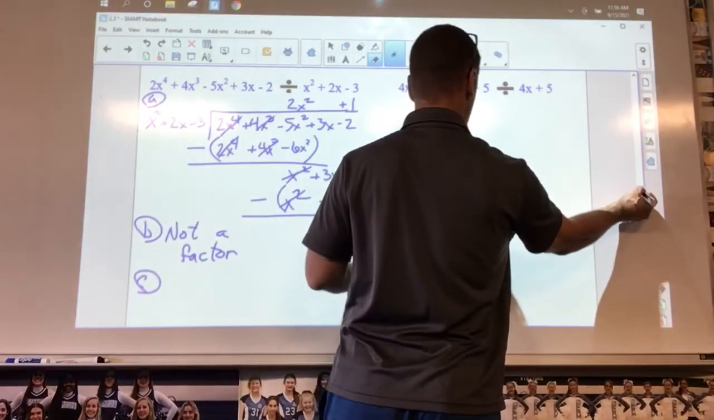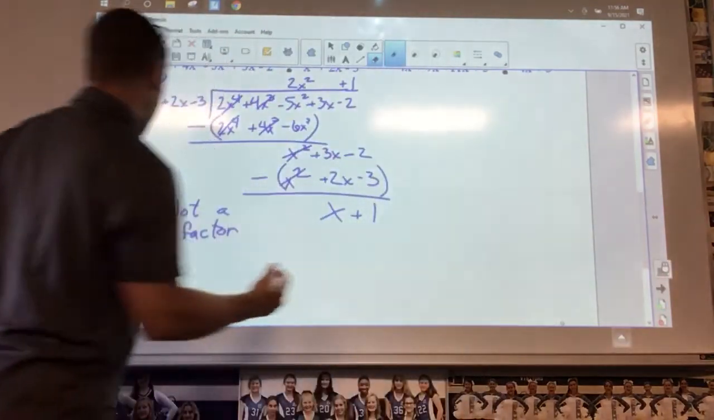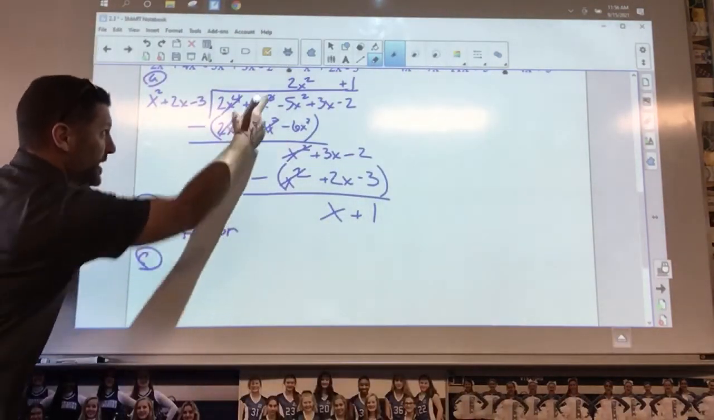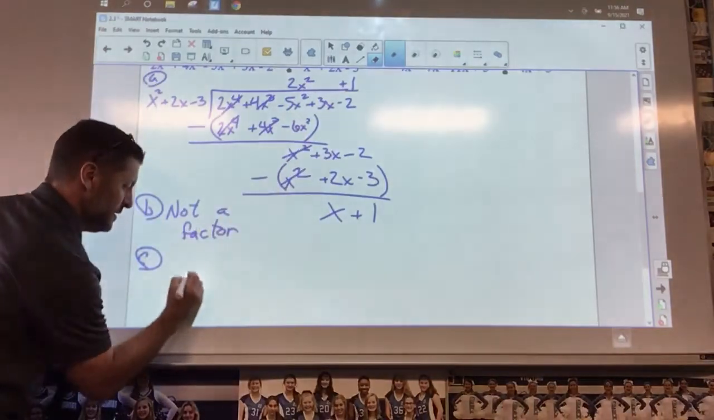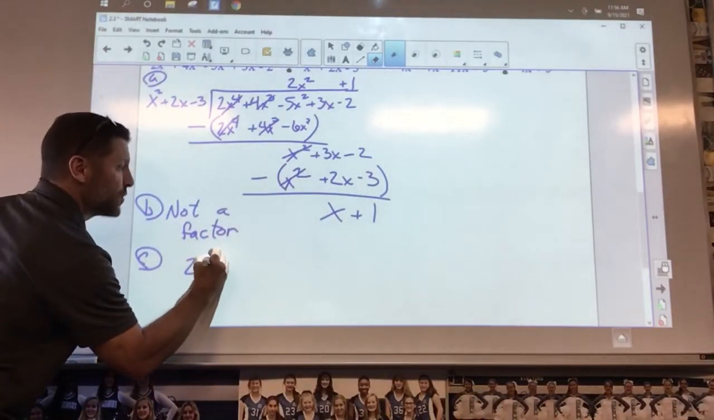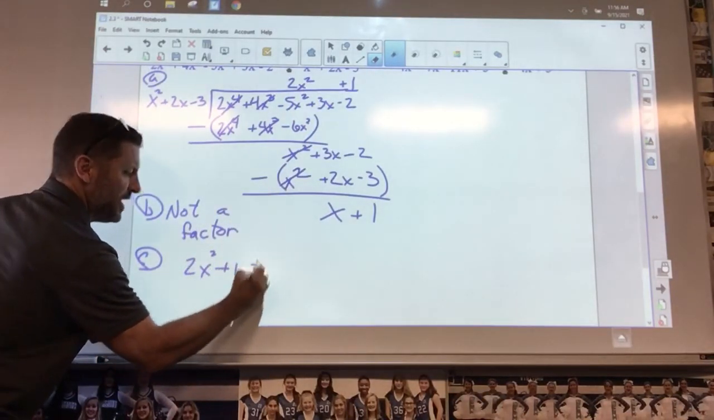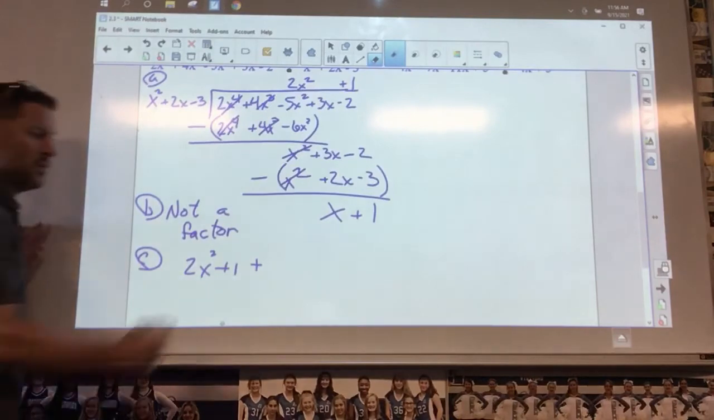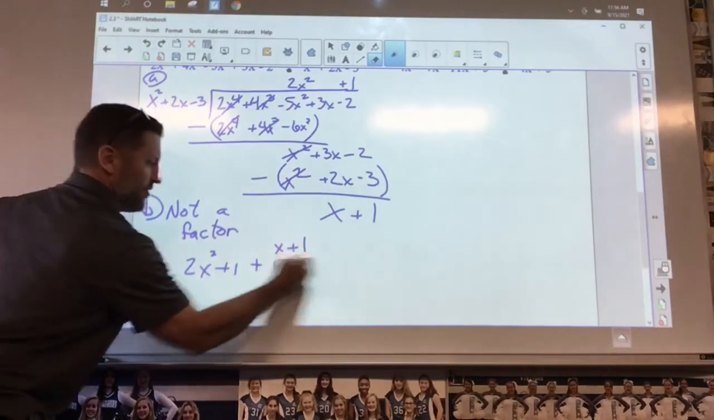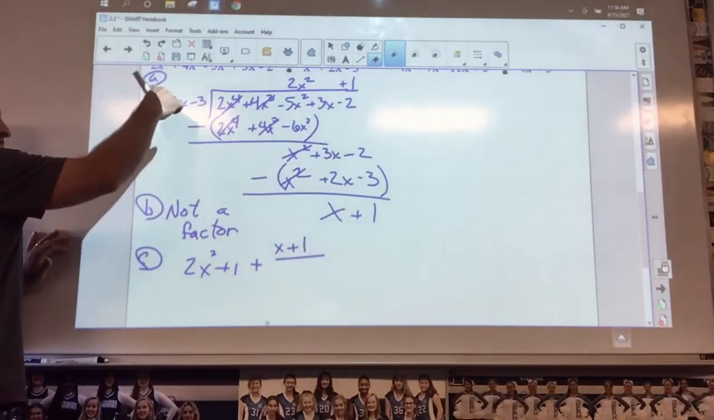And the last thing, part C, is I'm going to write my answer. I'm going to write it as 2x squared plus 1 plus the remainder, x plus 1, over the divisor, over what I divided by, which is x squared plus 2x minus 3.